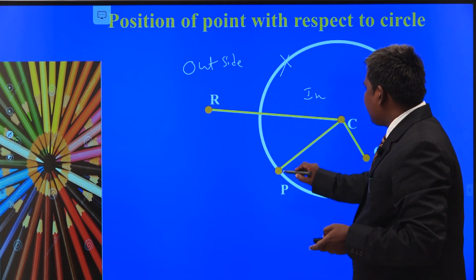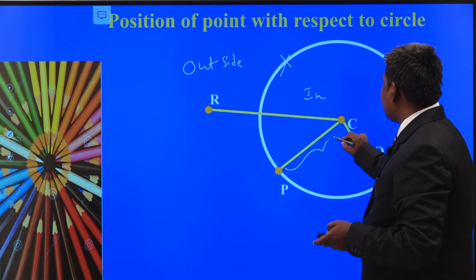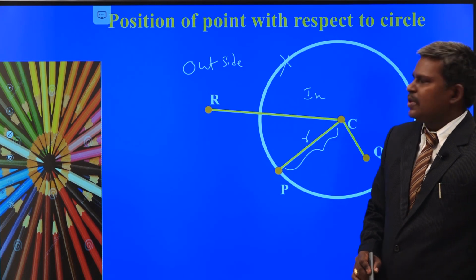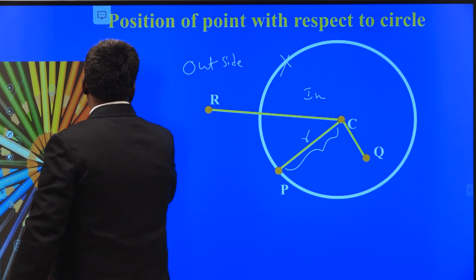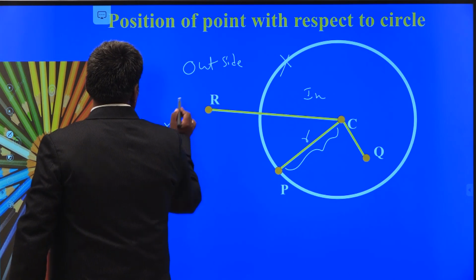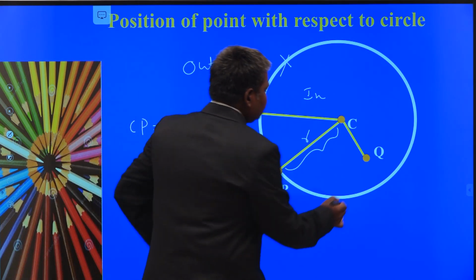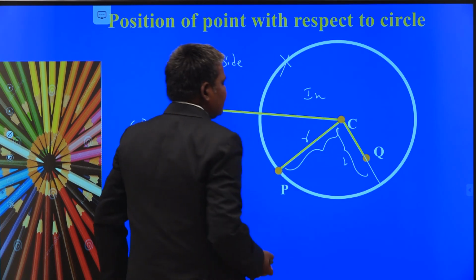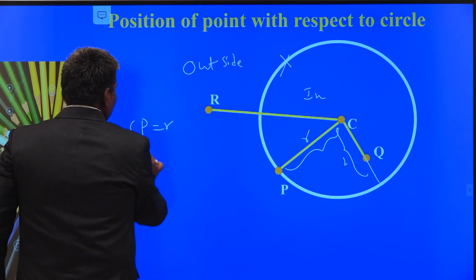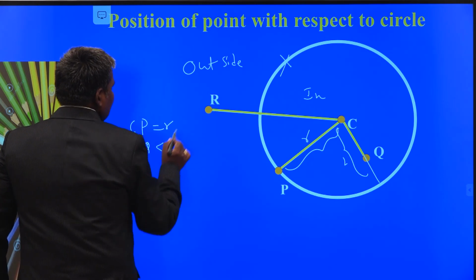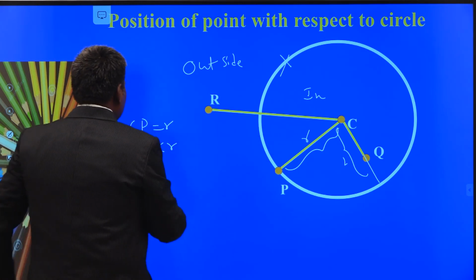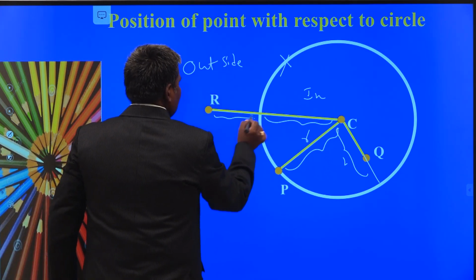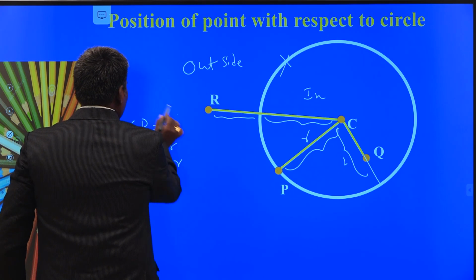That means if the point is on the circle, the distance from here to here is what? Radius. CP is equal to R. Here CP is R. What about CQ? It is always less than the radius, since the distance from here to here is the radius. Therefore, CQ is less than R. Again, CR is greater than R, since the radius is only from here to here. This is the extra part. CR is greater than R.